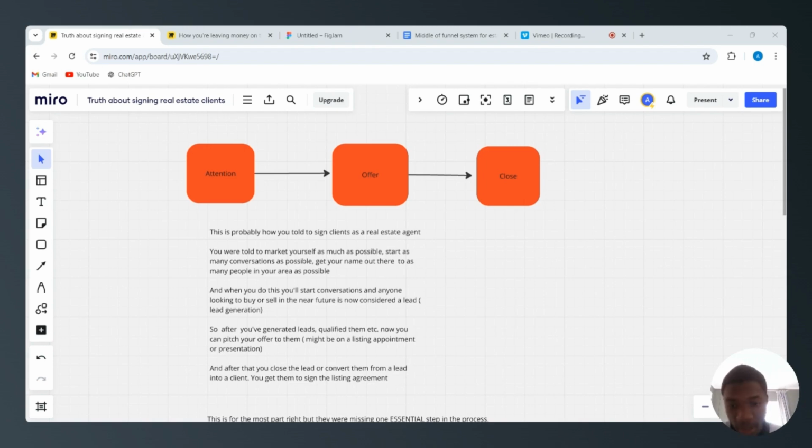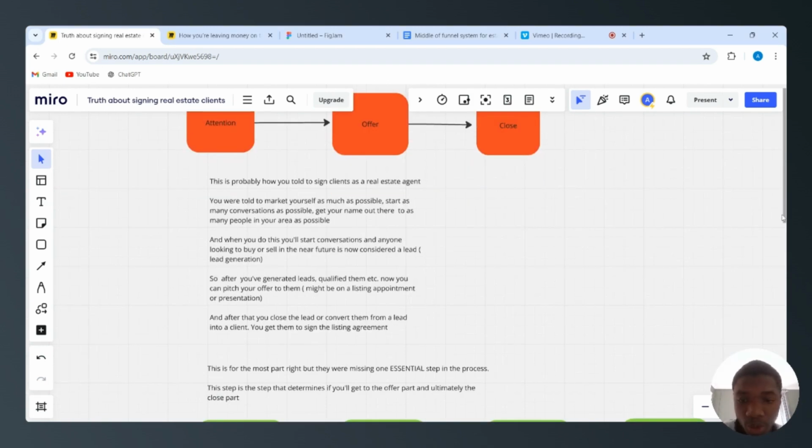Now I'm going to go into the missing part of your sales process that you need to implement, how you can implement it, and how it amplifies all the other parts of your sales process. So let's get straight into it.